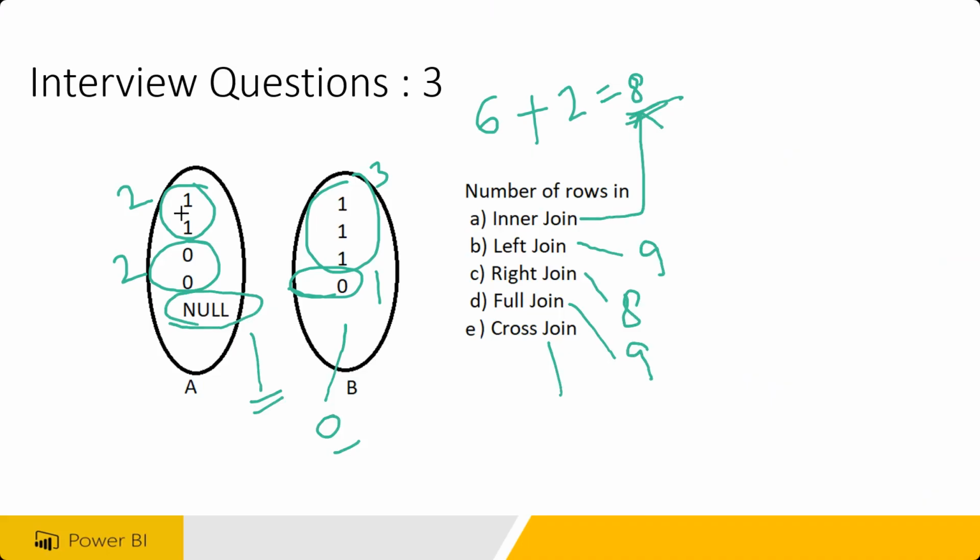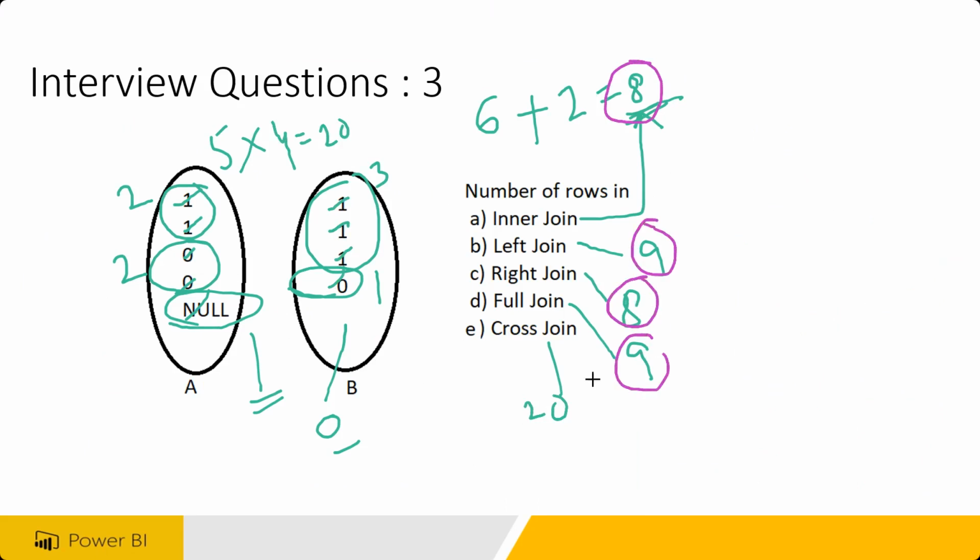Cross join will be 1, 2, 3, 4, 5 multiplied by 1, 2, 3, 4. So it will be 20. Now tell me who's right and who's wrong. So the final answer will be 8, 9, 8, 9, 20. Clear? So who's right and who's wrong? Anybody has any questions?